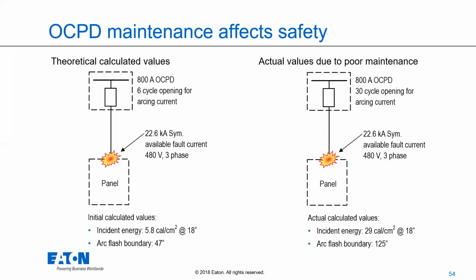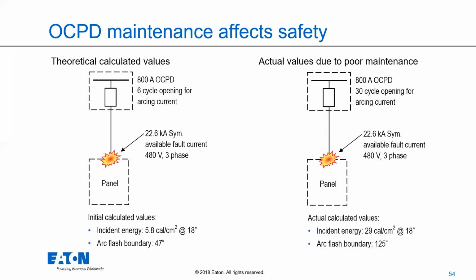If I've poorly maintained this equipment, maybe it doesn't open in 6 cycles anymore. Maybe now it opens in 30. Maybe it opens in 12. If it doesn't open in 6 cycles the way that I predicted, my incident energy is going to get higher, and my arc flash boundary is going to get larger. So on the right, it's supposed to open in 6, but it actually opened in 30. Maybe I flipped a switch on there too, and made it open in the wrong number of cycles. Whatever it is, due to poor maintenance, it now doesn't open as quickly as it should. Now my incident energy is 29, but I'm wearing PPE for the 5.8.